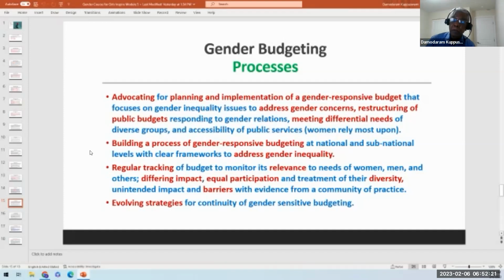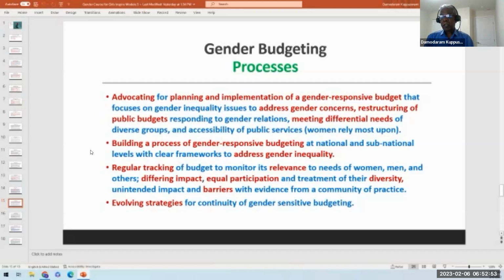Like we said for policy monitoring, there is also budget monitoring that we need to look at, to see whether it contributes to gender equality or enhances gender inequality. That's where we said, in terms of gender mainstreaming, that the structures are not gender neutral. The systems are not gender neutral; they are biased.